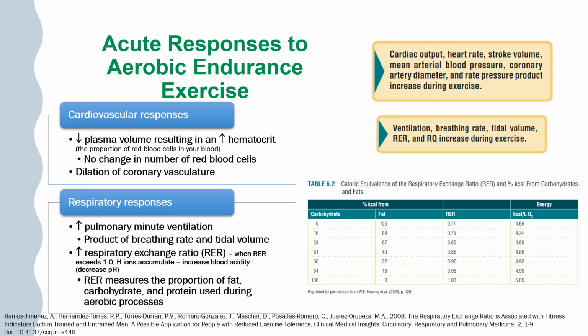During aerobic endurance exercise, there are several acute cardiovascular responses that occur in order to meet the increased oxygen and energy demands of the working muscles. These responses include, number one, a redistribution of blood flow. During aerobic exercise, blood flow is redistributed within the body. The working muscles receive a higher proportion of the total blood flow, while blood flow to non-essential organs, such as the digestive system, decreases temporarily.